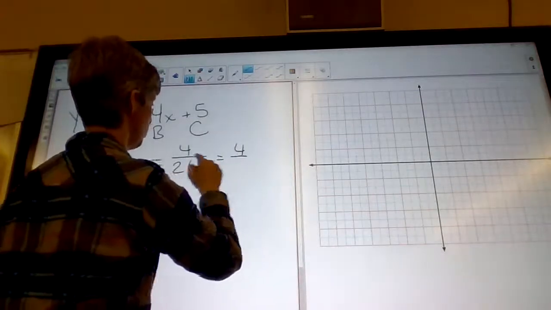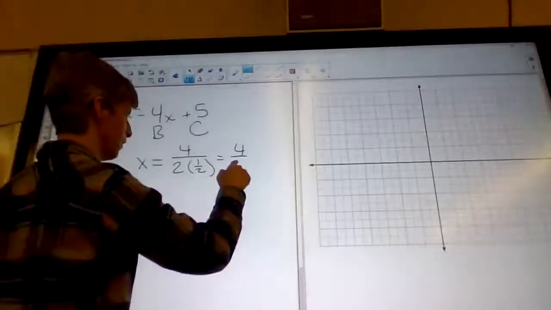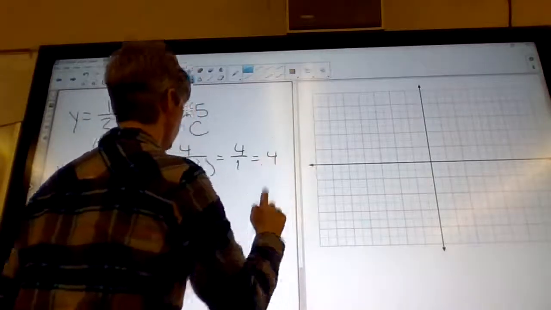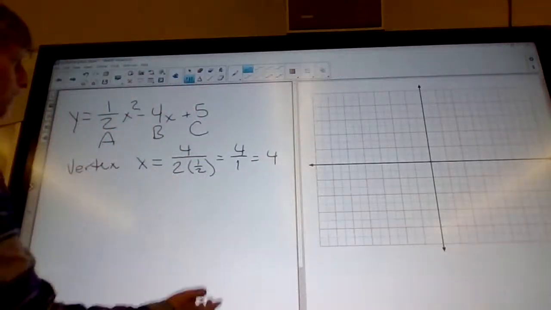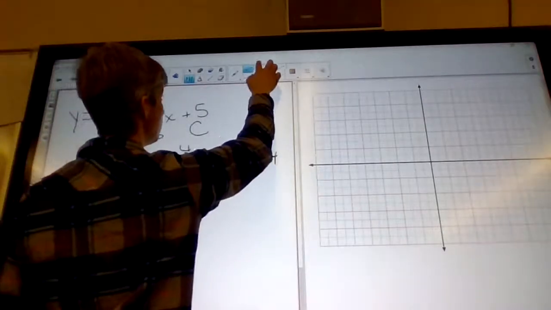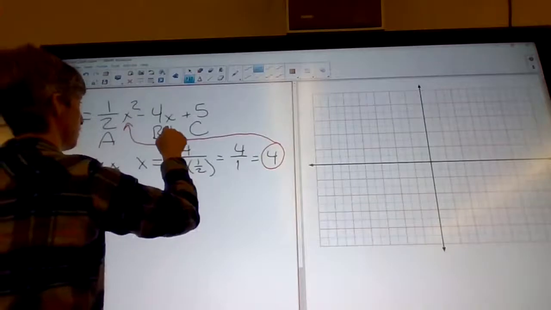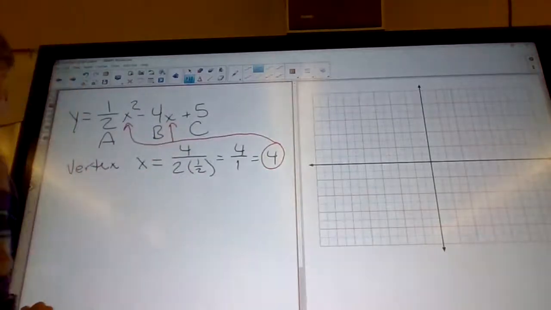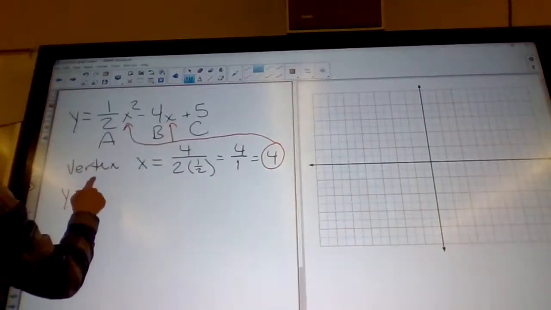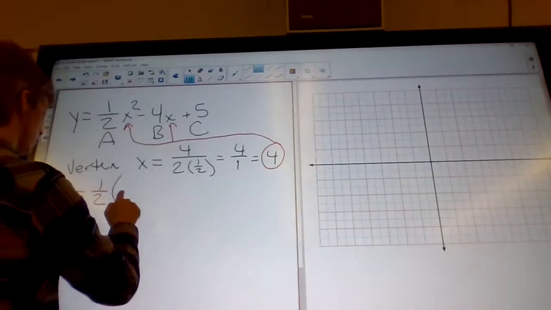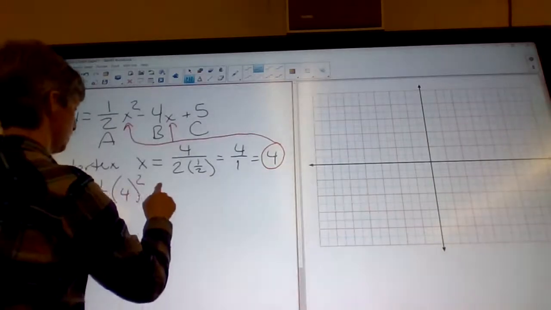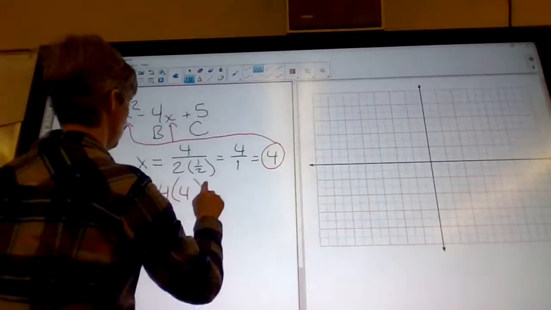So 4 over what's 2 times a half? Well, half of 2 is 1. So my x coordinate is 4. So that means I need to put this 4 back in for every x in my original problem. So y equals 1/2 times 4 squared minus 4 times 4 plus 5.